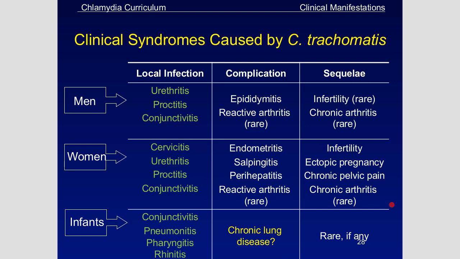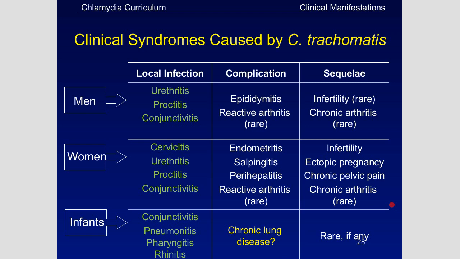So a man may come with epididymitis. The epididymis is where the sperm are stored, so that's where it gets inflamed. It's a very painful condition in men. And they may also present with reactive arthritis, but that's a rare thing. As for women, they present with endometritis, salpingitis, which is the inflammation of the fallopian tubes, and perihepatitis. They also have reactive arthritis. That's an immune response that you normally get to microbial infection.